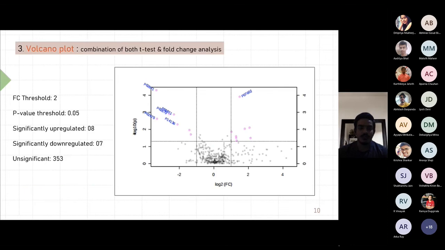Then we do the volcano plot. The volcano plot is more reliable because it is a combination of both t-test and fold change analysis. For this, I kept some values: the FC threshold is 2 and the p-value threshold is 0.05. The result interpreted from this is that we get 8 significantly upregulated proteins, 7 significantly downregulated proteins, and 353 insignificant proteins.